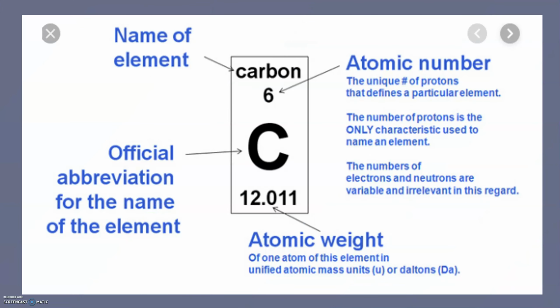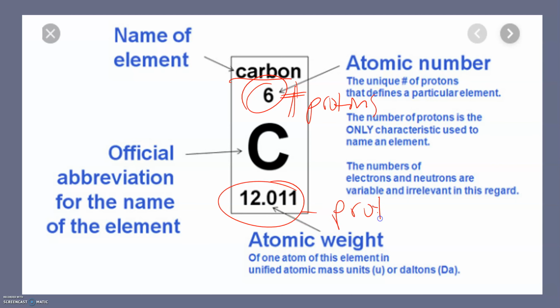All right, we've got to know how to read our element tile. There's the name. What's this? The atomic number, and that represents our positive charges, our protons. Down here, this is our mass. This is the protons plus neutrons. You've got to know that.